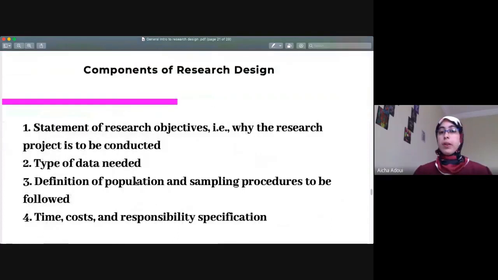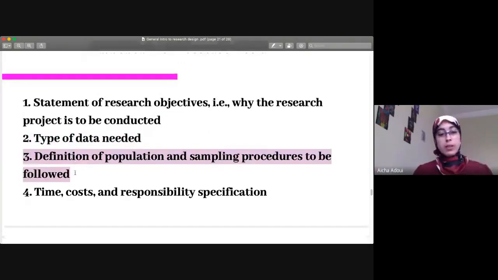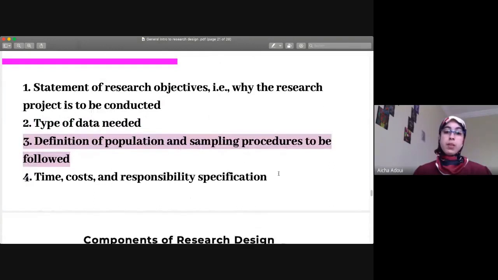Components of research design. Research design has a statement of research objectives. This is what I want to do. This is why I'm doing my research. This is why I'm conducting the research project. Then again, what are the type of data needed? So you clearly answer this question during the research design phase. Definition of the population, sampling procedure, time, costs, and responsibility specification.